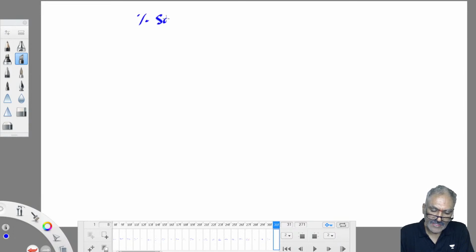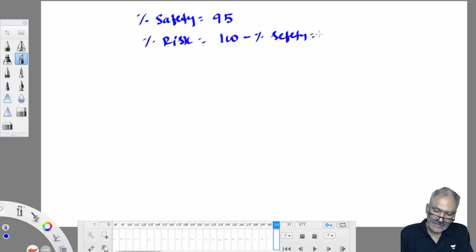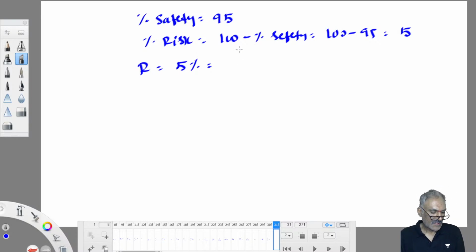So percentage safety is given as 95%. Therefore percentage risk is 100 minus percentage safety. So 100 minus 95, 5%. So risk is 5%, R is equal to 5%. 5% means 5 by 100. Fraction value, how much is it? 5 by 100, so 0.05.